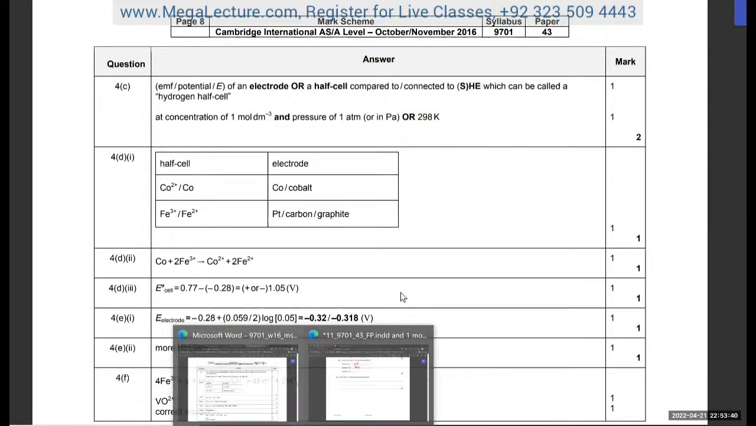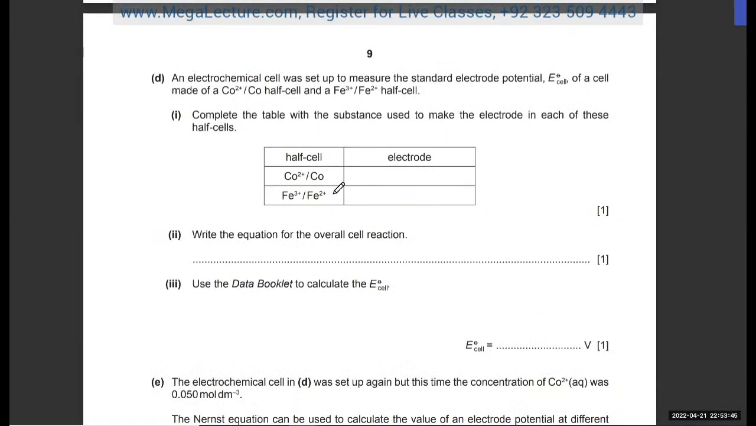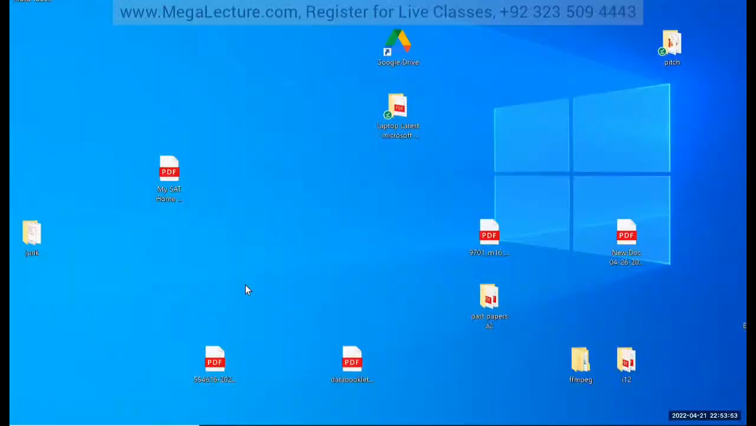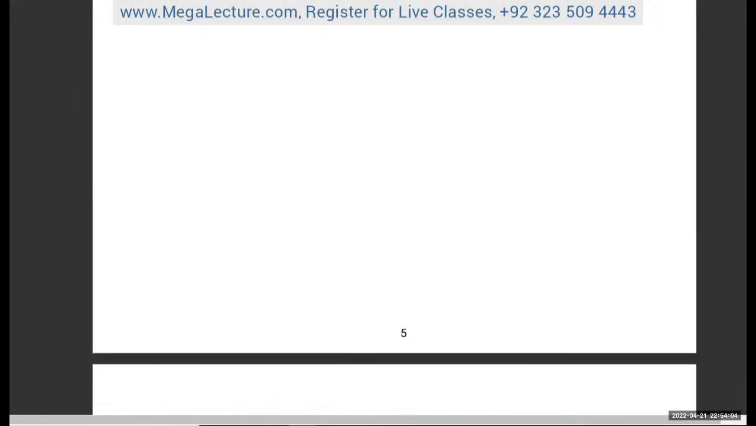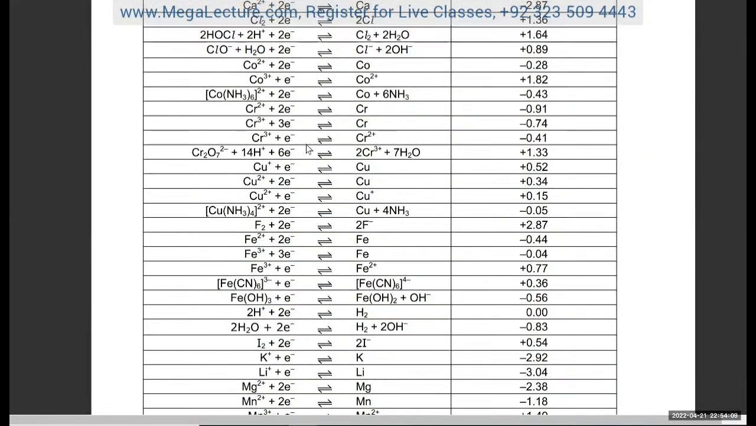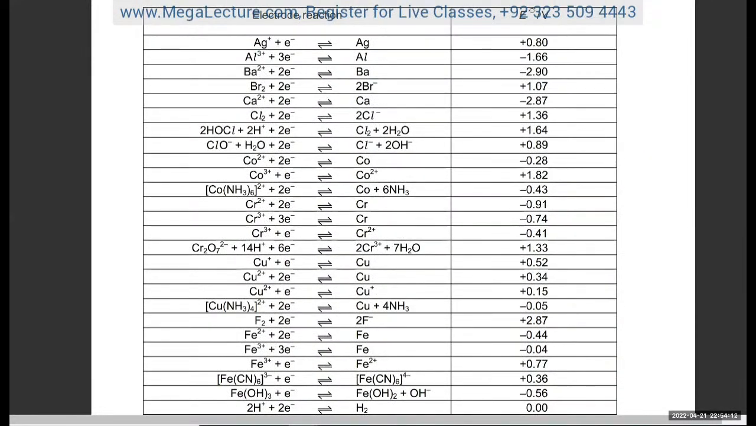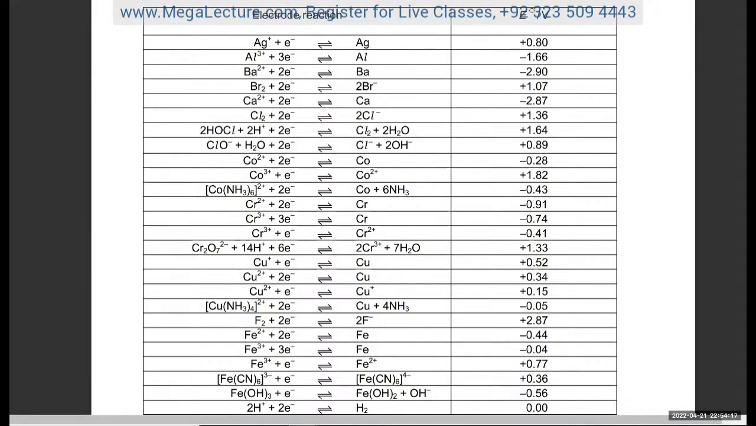So next one is, as I write an equation for this, you would need a value. Does anyone have a data booklet? One second. What is the potential for this one? So cobalt, I think it was, what was it? It was cobalt 2+ and cobalt. It's this one.